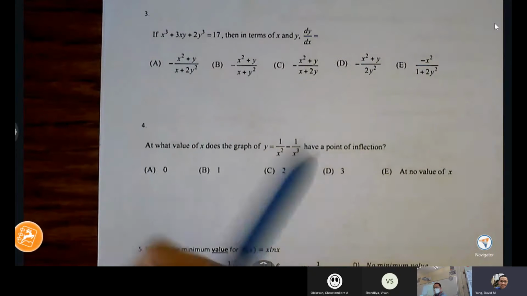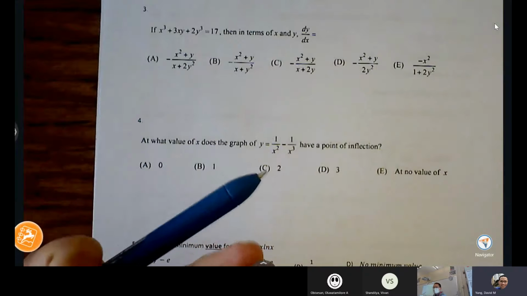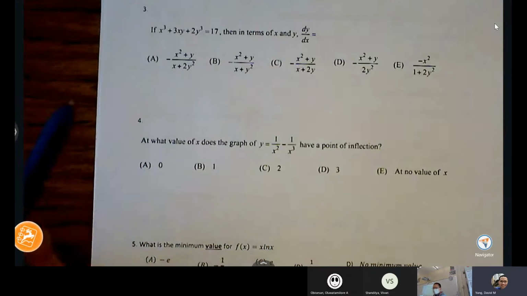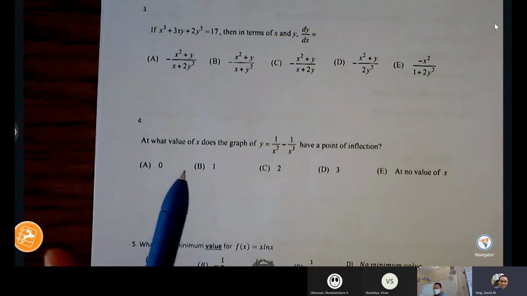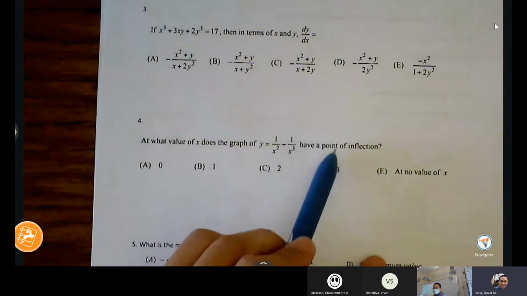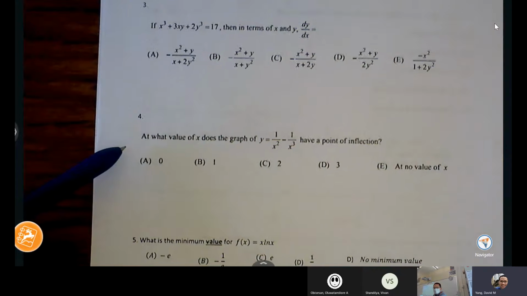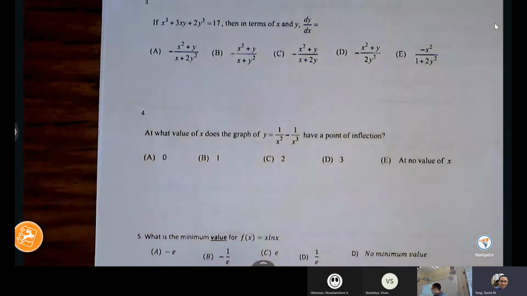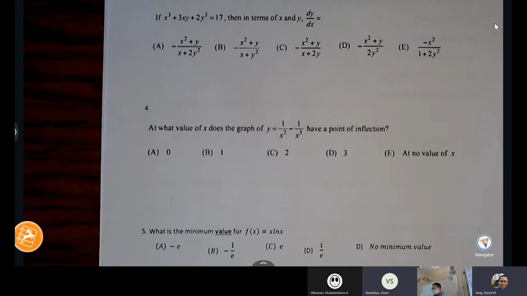So you find the first derivative, then you find the second derivative, then you set it equal to 0, find critical points, and plot your second derivative sign line. If there's a change in sign, there's a point of inflection. You want to do it or you want to move on? Actually, can we do that one? Okay, all right, number 4.